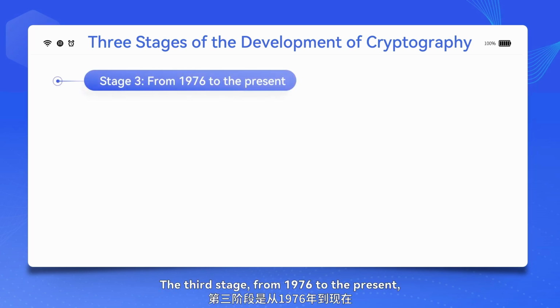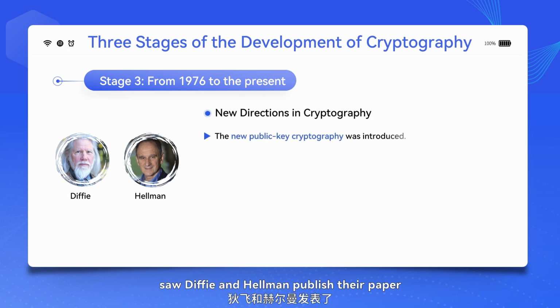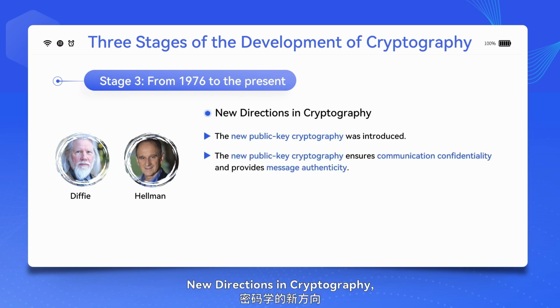The third stage, from 1976 to the present, saw Diffie and Hellman publish their paper New Directions in Cryptography, which proposed a revolutionary new approach to cipher design. This marked the beginning of a revolution in cryptography. They were the first to propose public key cryptography, breaking the constraints of traditional symmetric key ciphers.